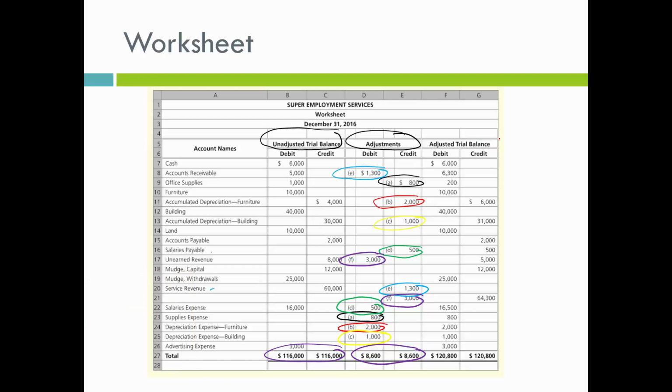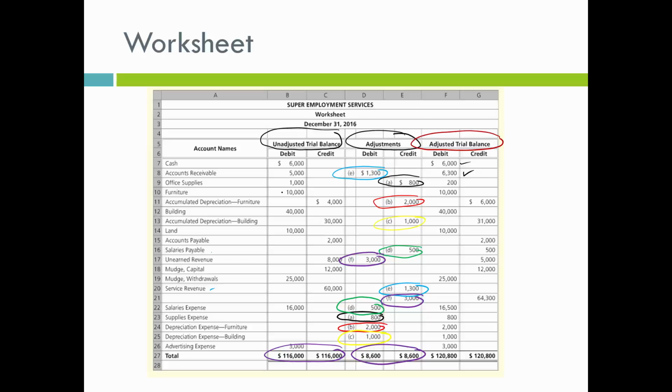Then the last column, the adjusted trial balance, I'm just going to update each one with what the new balance is. So cash, I started with a debit balance. I didn't do anything to it, so it has the same balance. But accounts receivable, I had a debit balance of $5,000, and then I debited it another $1,300. So I added those two together to get the new balance of $6,300.